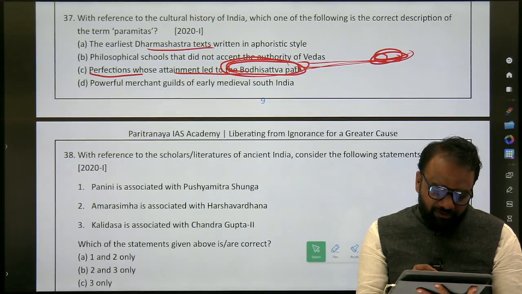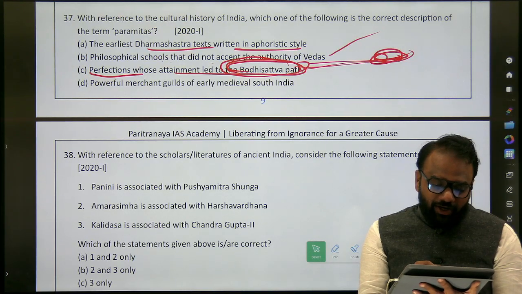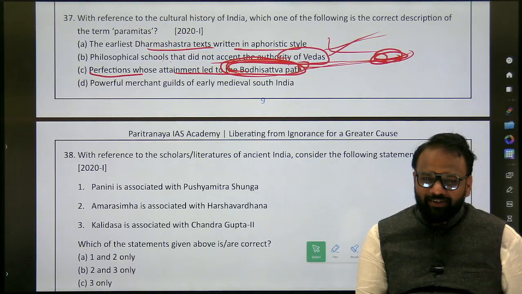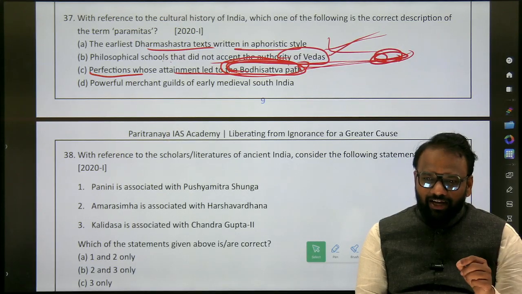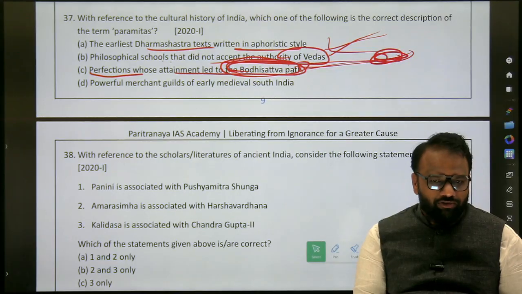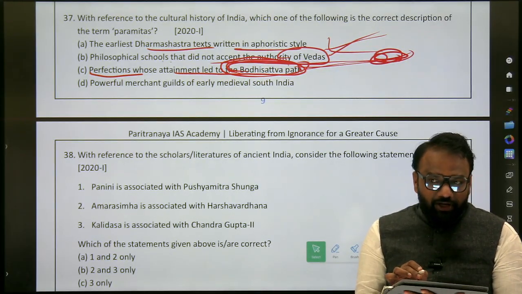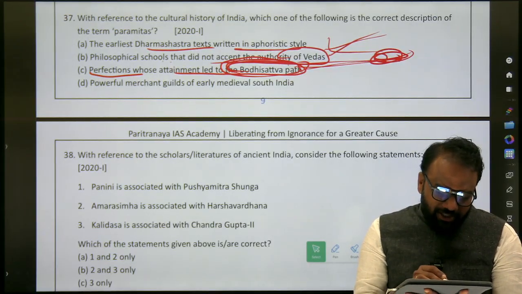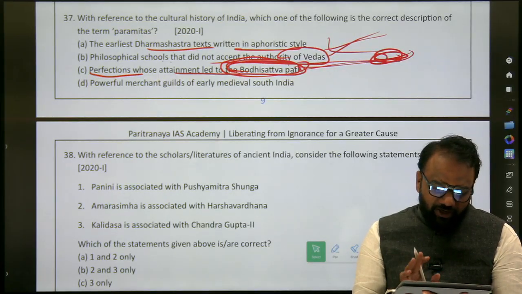The earliest Dharmashastra texts are not important. Okay, second option, just look at it. Philosophical schools that did not accept the authority of Vedas. Which are the schools which did not accept the authority of Vedas? Buddhism, Jainism, Ajivikas. Next, Charvaka, Lokayata. Okay, so all these traditions did not accept the authority of Vedas. See here, when you are going through options also, for every option we cannot do it, but at least for a few important options we shall do this exercise. The second one is that we recalled the schools which did not accept the authority of Vedas.